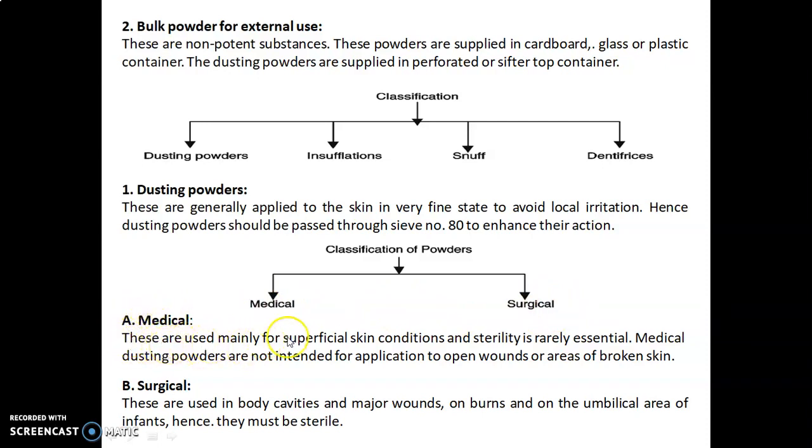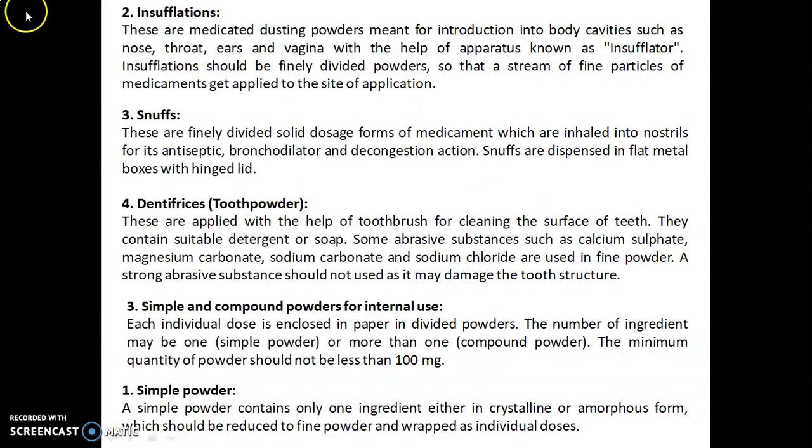These are used mainly for superficial skin conditions and sterility is rarely essential. Medical dusting powders are not intended for application to open wounds or areas of broken skin. Surgical ones are used in body cavities, major wounds, burns and on the umbilical area of infants, hence they must be sterile. Insufflations. These are medicated dusting powders meant for introduction into body cavities such as nose, throat, ears and vagina with the help of an apparatus known as an insufflator.